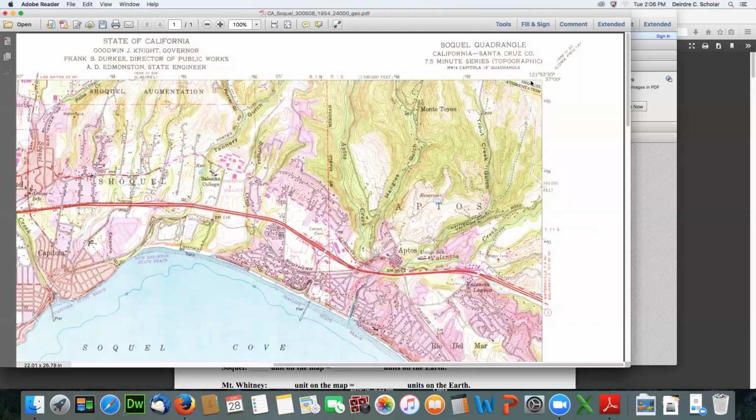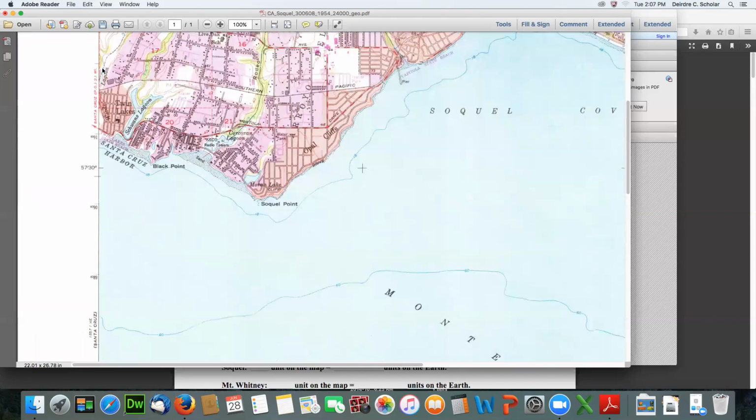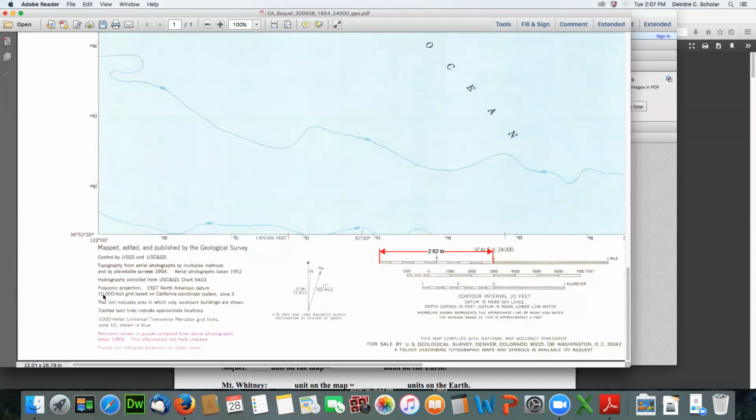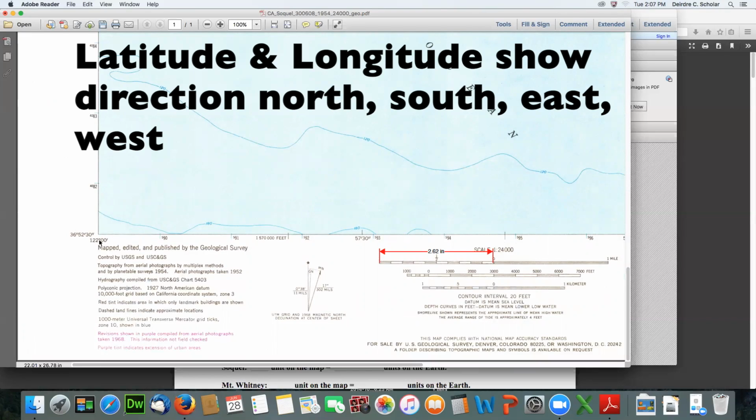So that tells us that this way is east, this way is west. Moving up to the top is north, and down to the bottom is south. So if you ever lose that north arrow on a map, if for any reason it's not produced, you can actually look at the geographic coordinates of latitude and longitude for the different corners of the map and determine your direction.